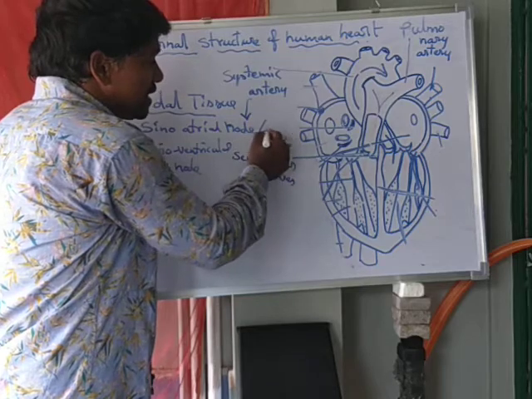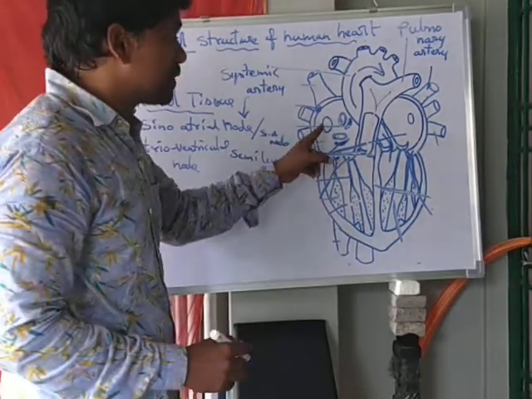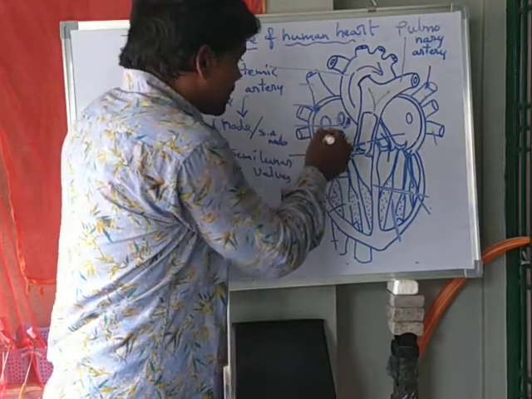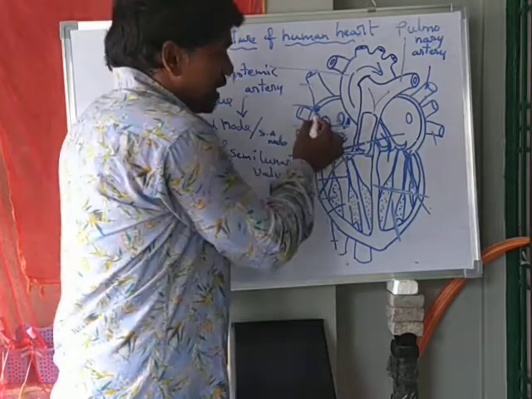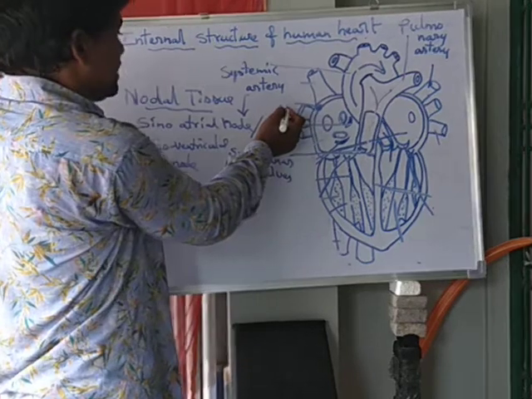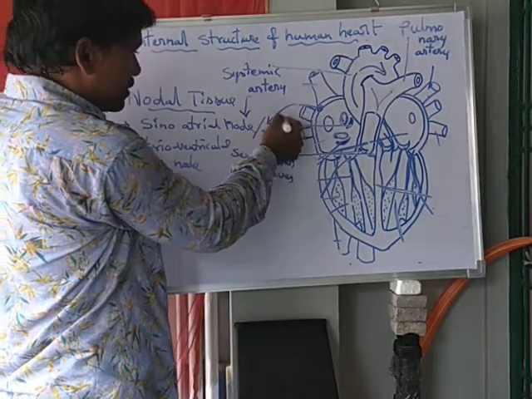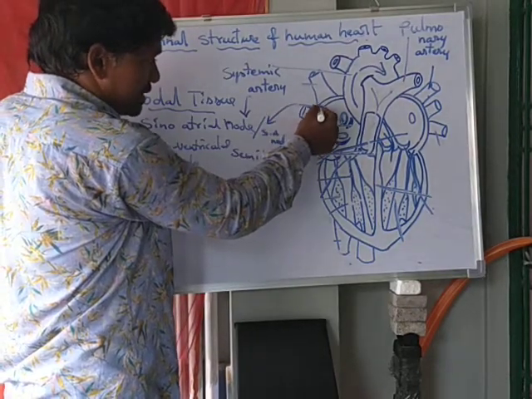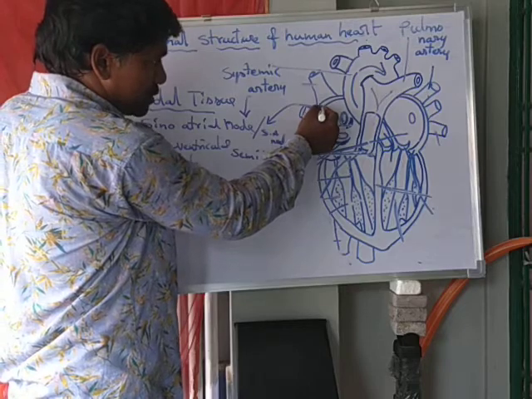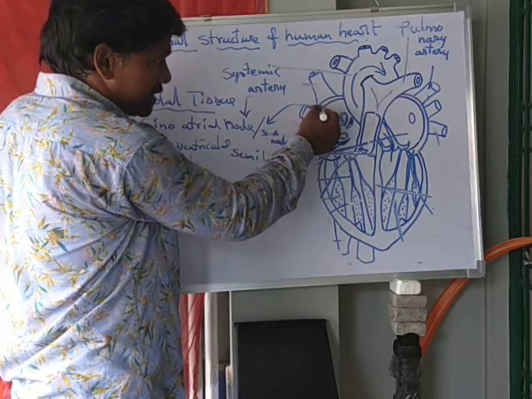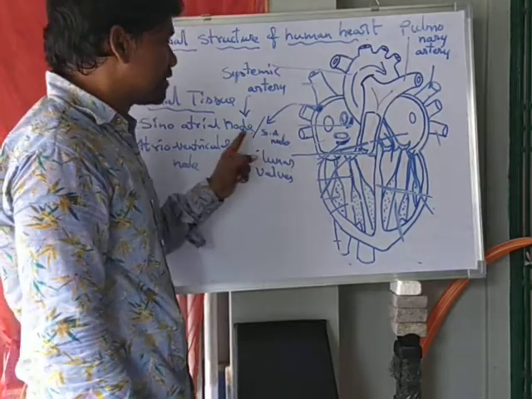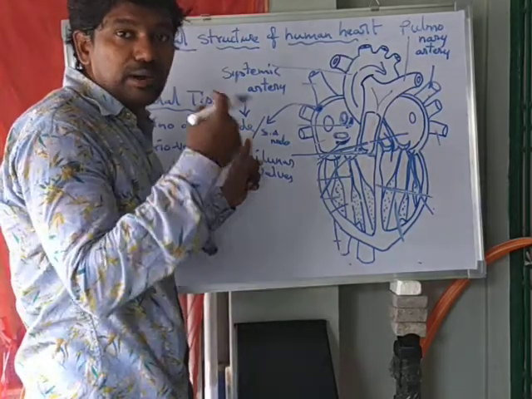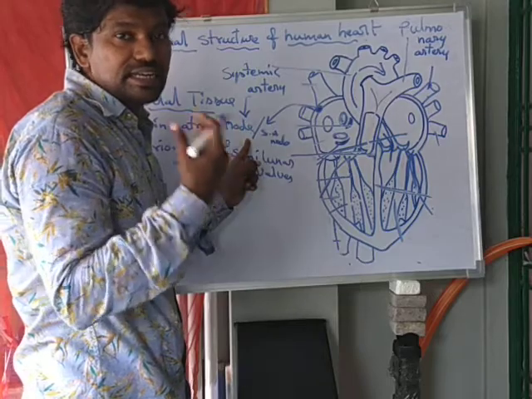This SA node, or sinoatrial node, is present in the upper right corner of the right atrium, at the wall of the atrium. So the sinoatrial node is present in the upper right corner of the right atrium.